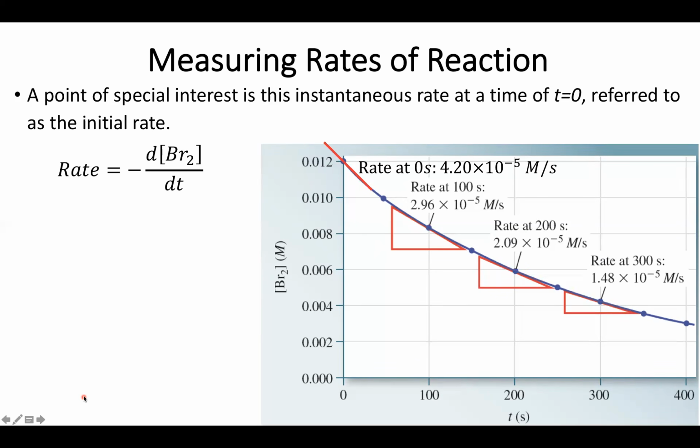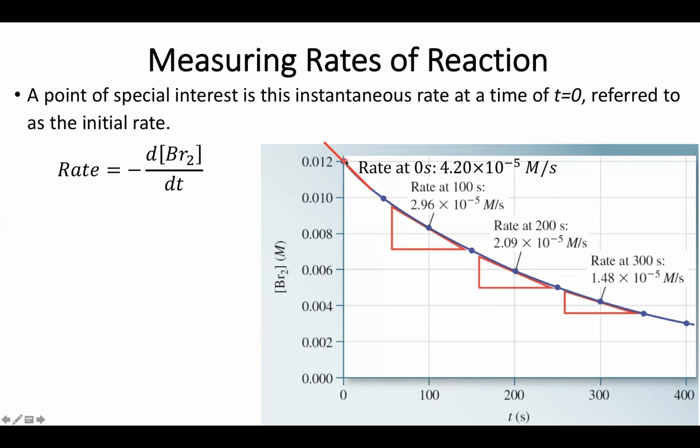So of these essentially instantaneous rates, one of the ones that's most relevant that we'll be talking about a fair bit later is the instantaneous rate at t0. So essentially, if I had this curve, I'd find that first derivative at a time of 0, and this is known as the initial rate.